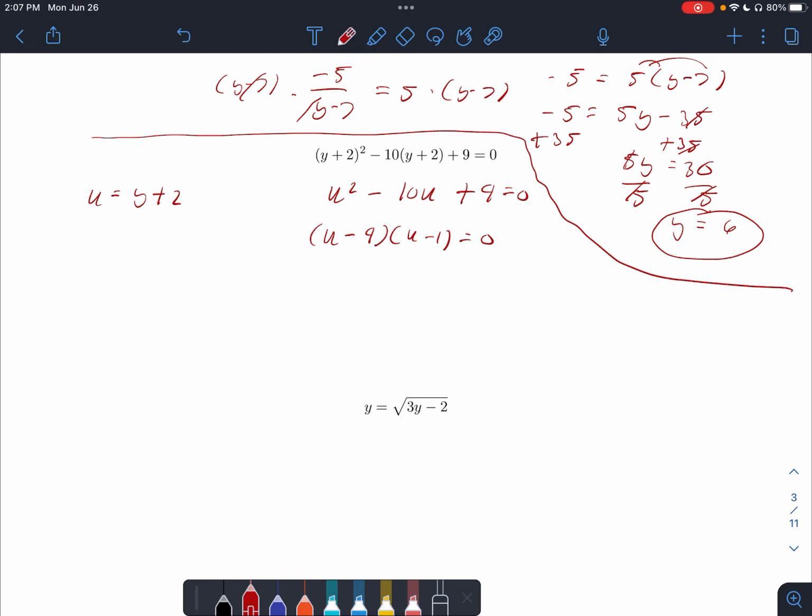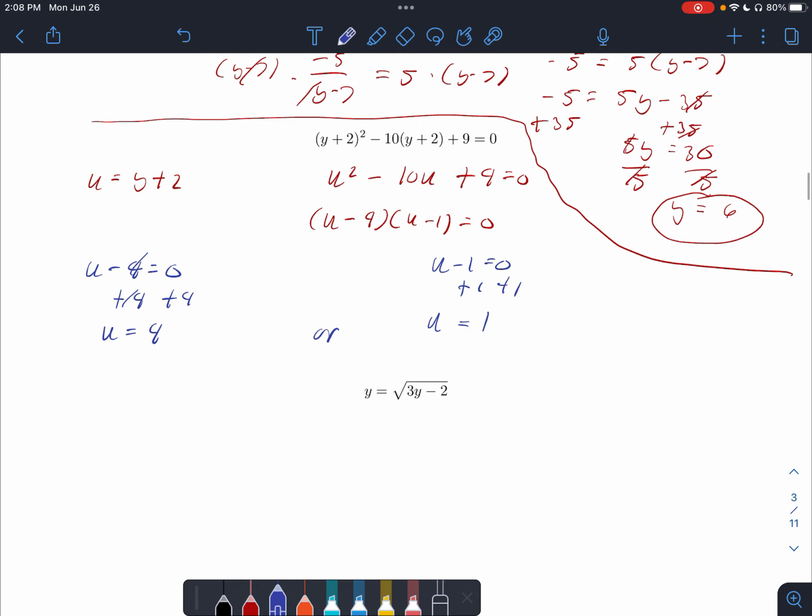All right, so if we set u minus 9 equals 0, we can add 9 to both sides, and we get u is equal to 9. Or we have u minus 1 equals 0. We get u, I keep writing y, sorry about that. We get u equals 1 is a possible solution. But now we have to plug y plus 2 back in.